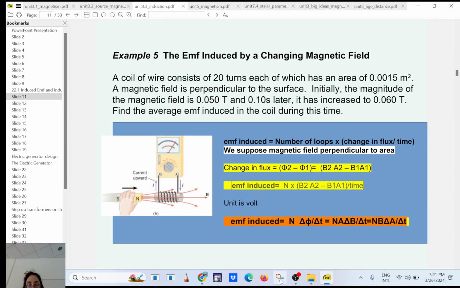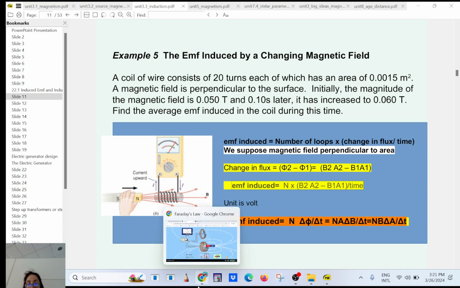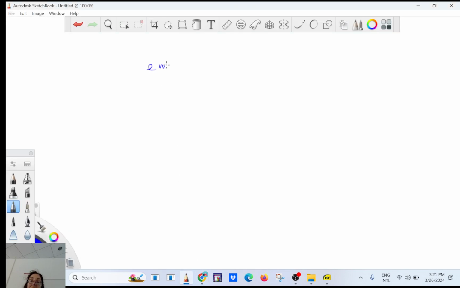Okay, let me show you the math first. The EMF, so the voltage induced, equals the number of loops in your conductors, because you have a wire going around and around, times the change of flux, and flux is magnetic field times the area. So that will be the equation that you're going to use.